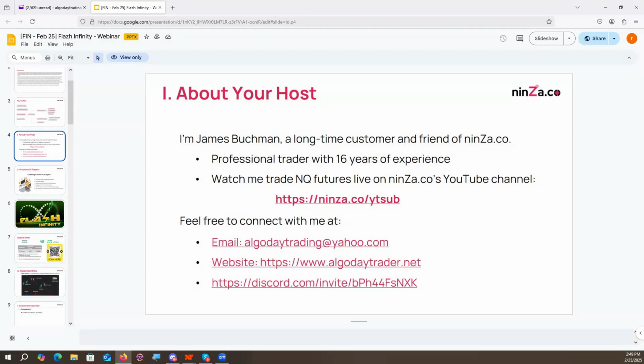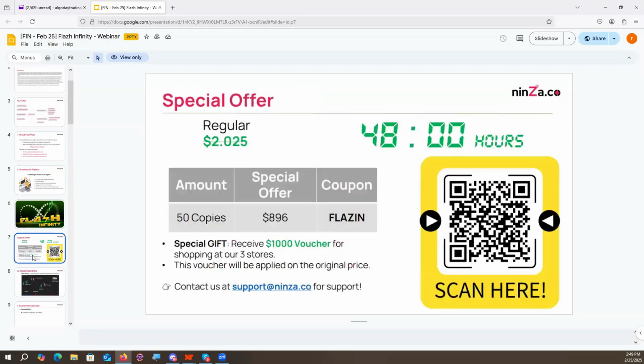This system is available right now, I believe. I mean, it should be. I'm sure if you go to their website with this code, it should be available immediately.